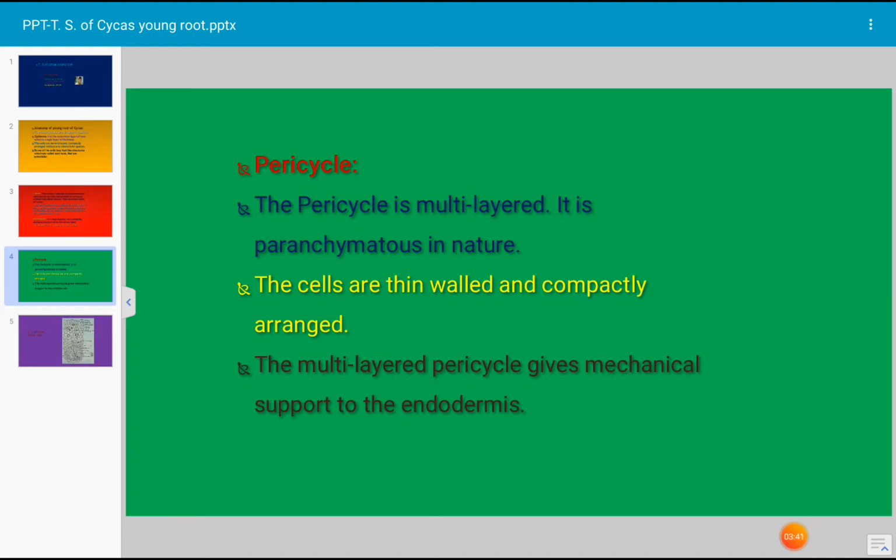The pericycle layers are made up of parenchymatous tissue, and this pericycle cells are thin-walled, compactly arranged, and this pericycle is very closely associated with the endodermis, because the pericycle is placed just below the endodermis, and this pericycle, because of its multi-layered nature, it gives mechanical support to the endodermis because it is very closely associated with the endodermis. Okay, this is the pericycle. And inside, below the pericycle, stele is there.